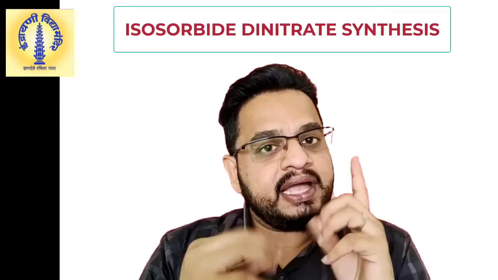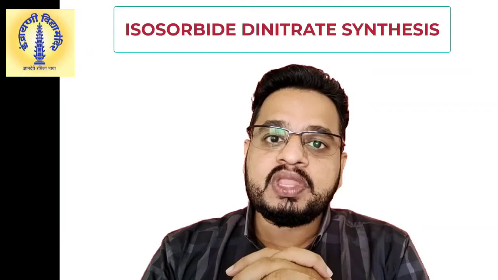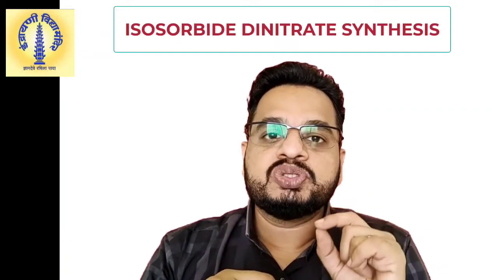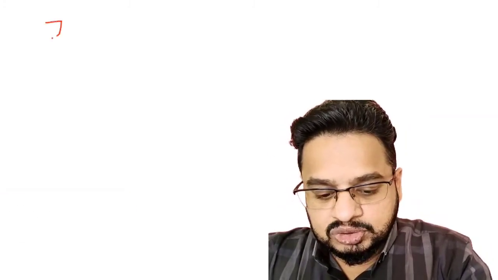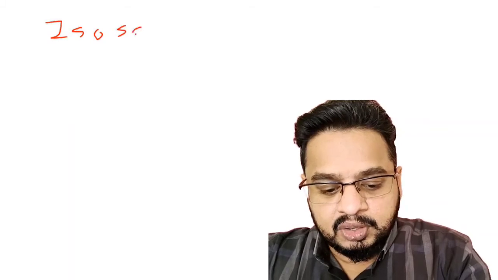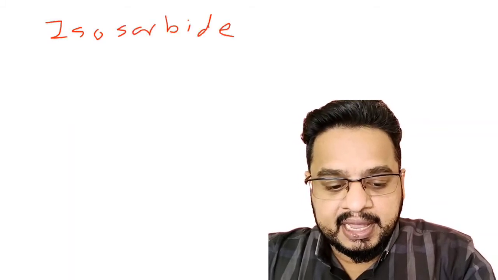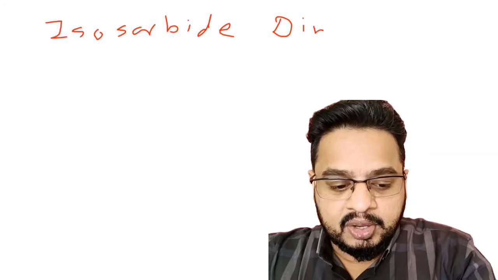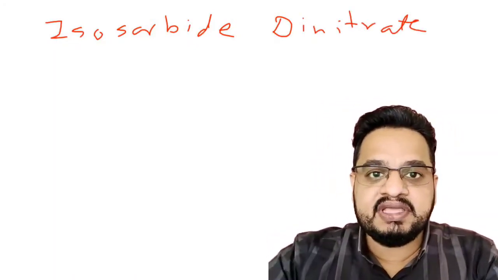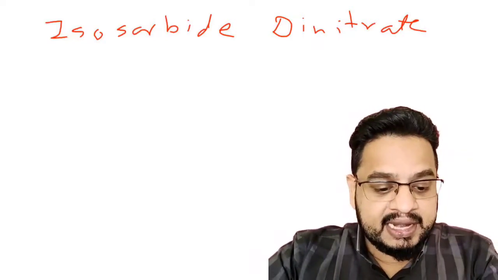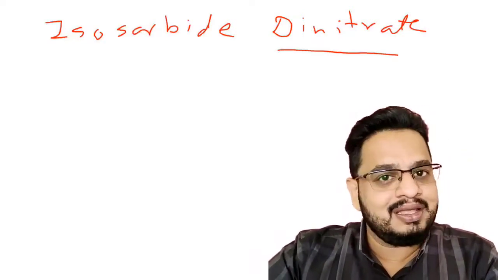In that, I had shown you that there is one drug which is isosorbide dinitrate. So that isosorbide dinitrate, I'll just repeat for you. It is nothing but isosorbide, okay, and then dinitrate. Now from this, you have come to know that it has the dinitrate. Dinitrate means two nitro groups are there.